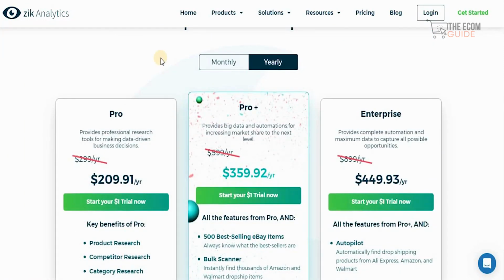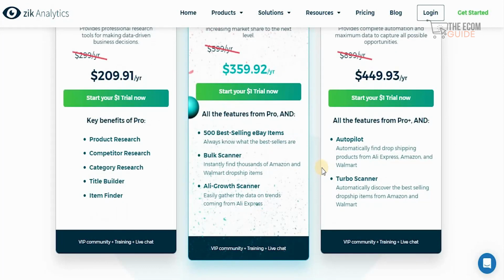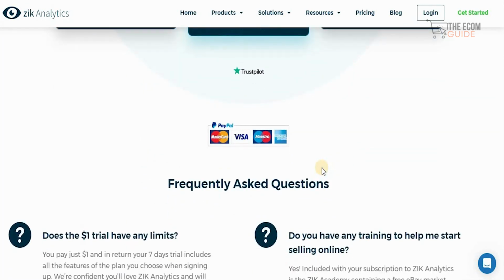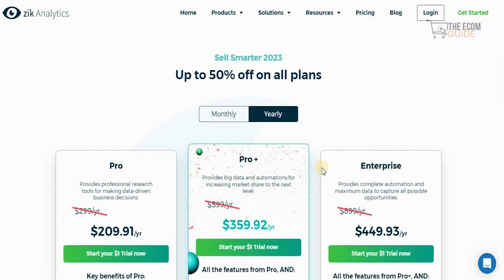You can pay $209.91 for 1 year, saving you $19 in general. For Pro Plus, you can go for $359.92, and for the Enterprise, you can go for $449.93 per year. And obviously you can try each one of them out for $1 right now and see for yourself what kind of support, guidance, and assistance you can get with this absolutely brilliant tool.